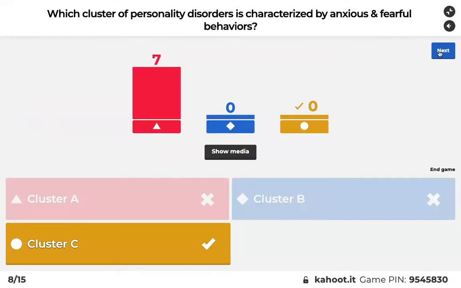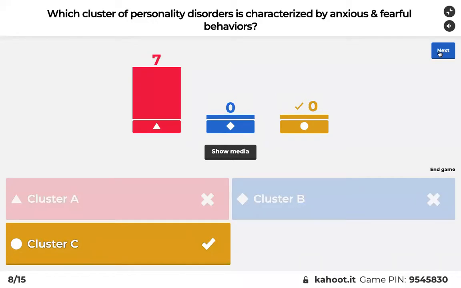Oh no! Oh my goodness. So all those go over cluster C again. Cluster C includes avoidant, obsessive compulsive, and dependent personality disorders. And in all of the disorders, patients are usually anxious and fearful, and the personality disorders are usually genetically associated with anxiety disorders.